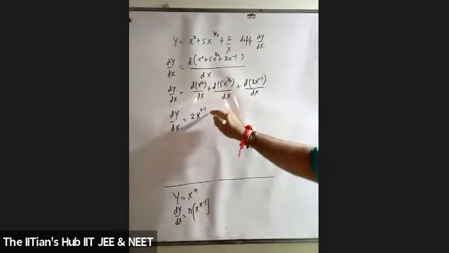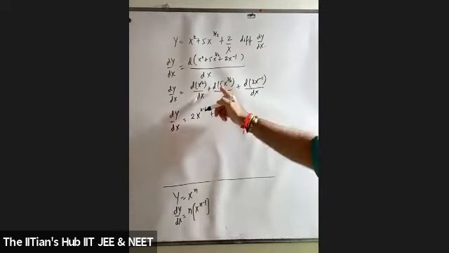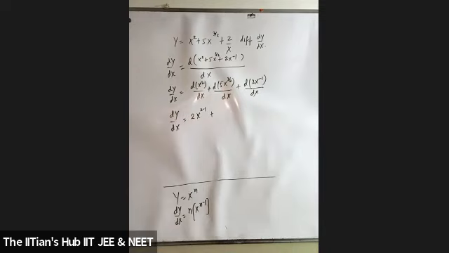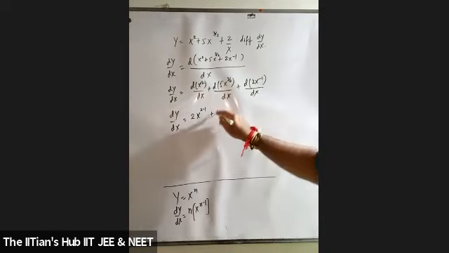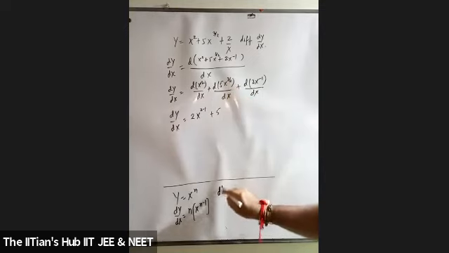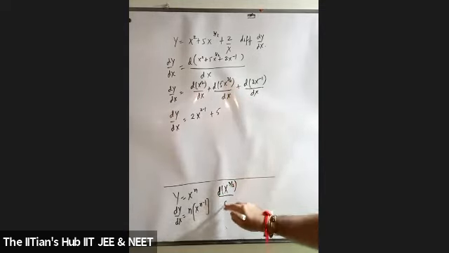Then the latter part, plus 5x raised to 3 by 2. Students, is 5 a constant? It's a constant. Can I remove 5? Then what is left? So, differentiating, cancel it, differentiating x raised to 3 by 2 with respect to x.